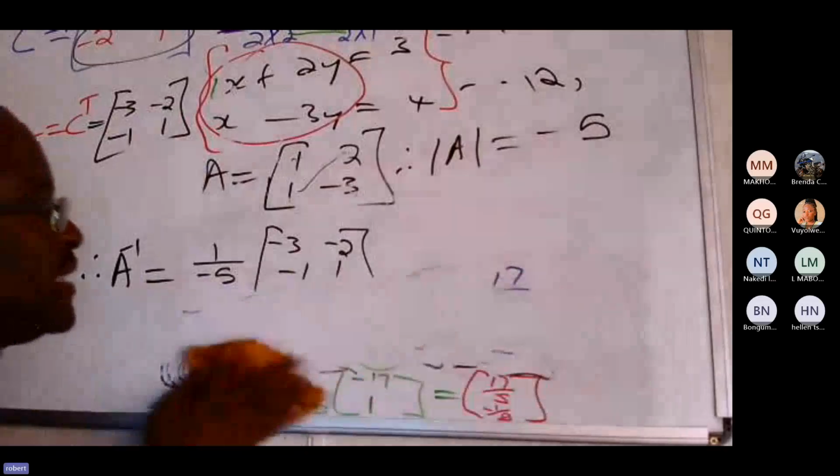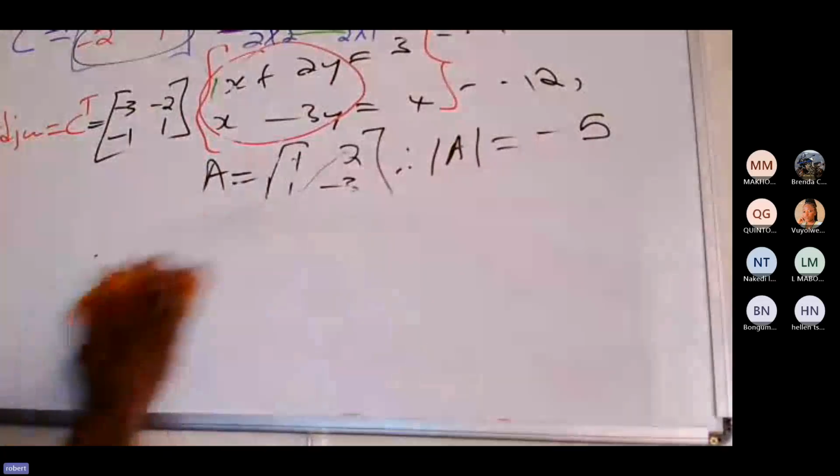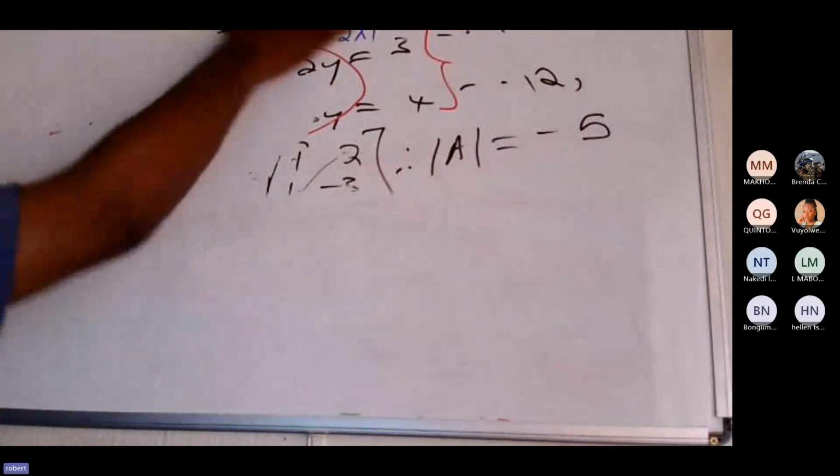So if you understand it, then we can look at, let's say, the last example, a 3 by 3. Because it was 2 equations, 2 unknowns. What about if it is 3 equations, 3 unknowns? It can even be 4 equations, 4 unknowns. The procedure is the same.